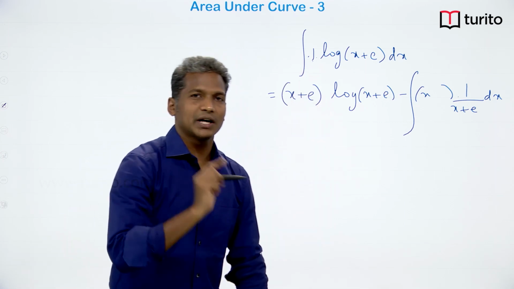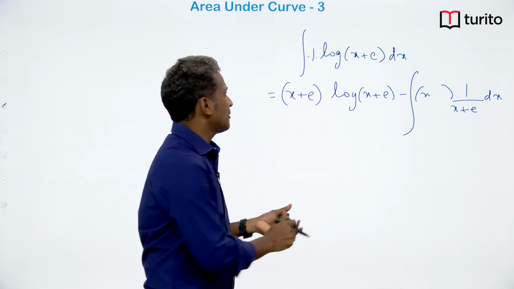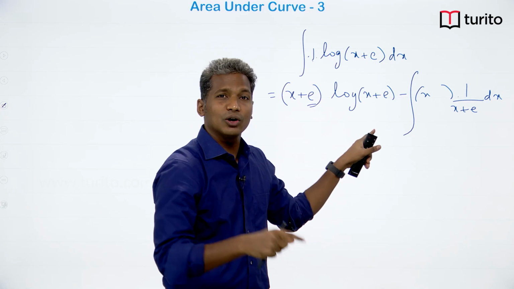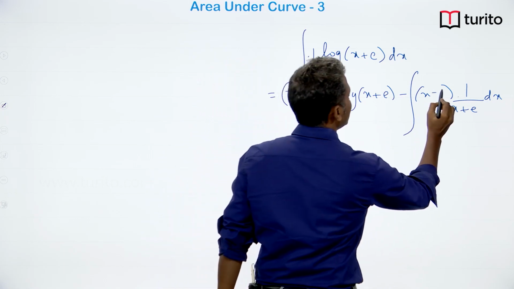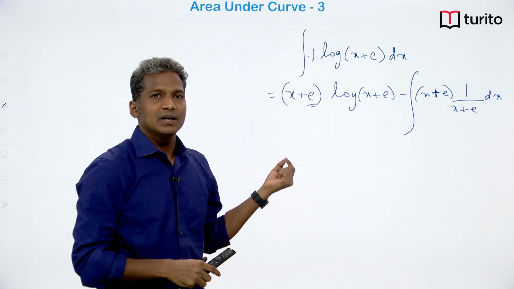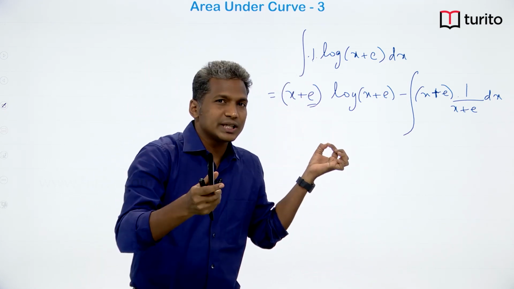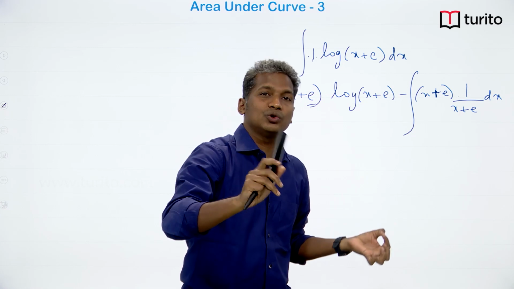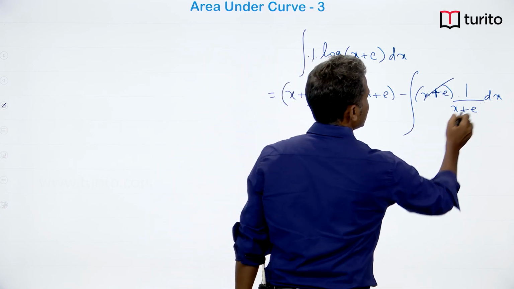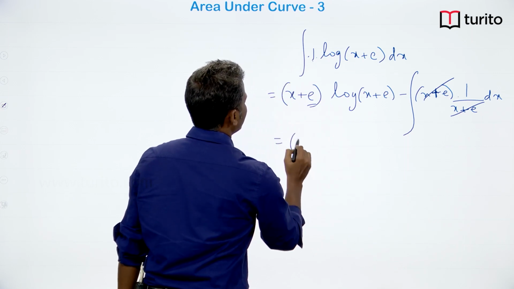Okay, so that is my smart move. I have taken extra e here just to make sure that when I am differentiating log of x plus e, my e gets cancelled. That is the main reason why I put e here. Now, it is just an integration constant. So, at the end the answer should not change because of this. Okay. So, this x plus e will get cancelled and what am I left with?